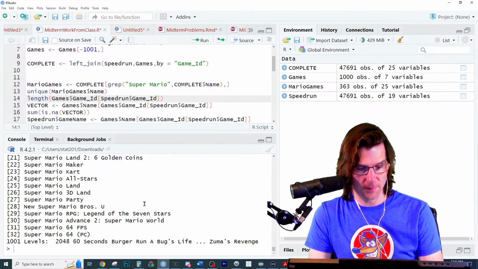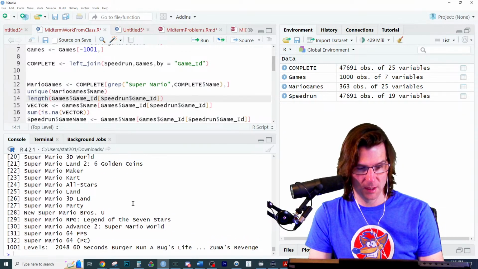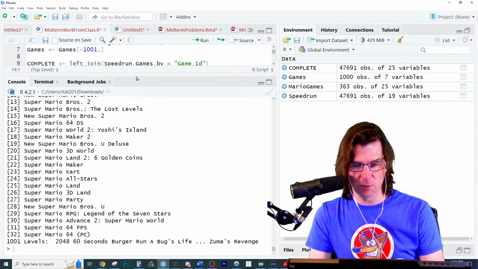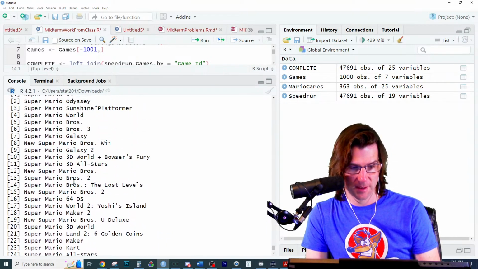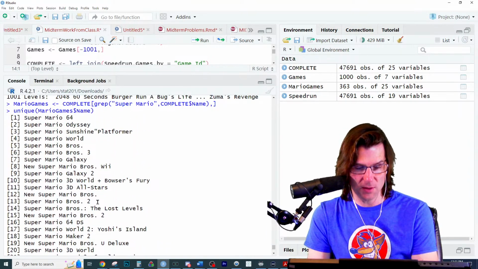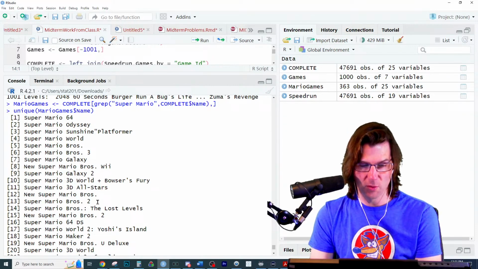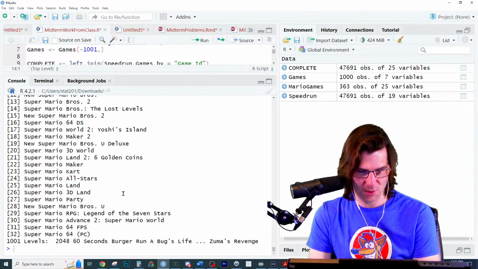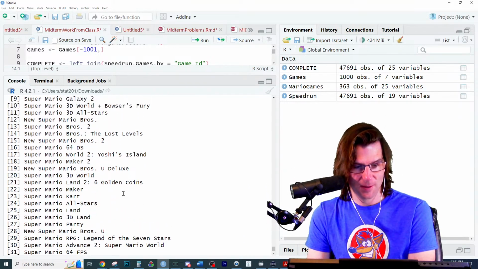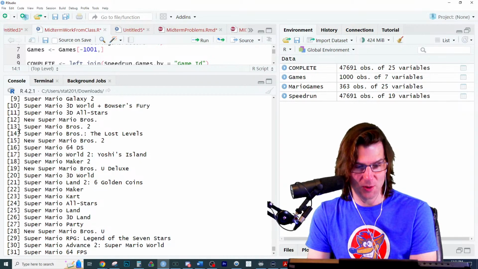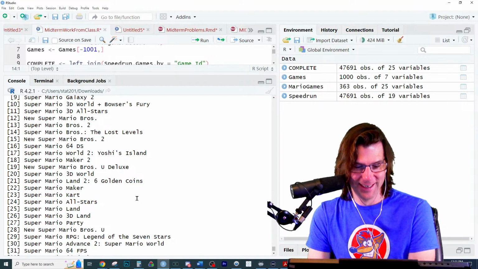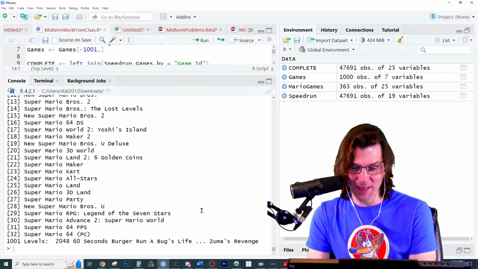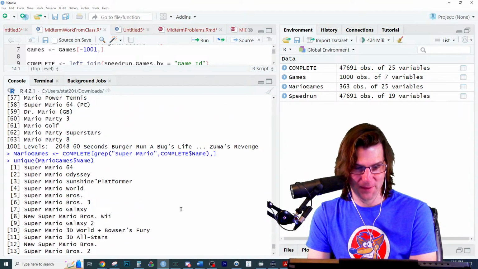And oh, New Super Mario Bros. U. 32 unique Super Mario Bros. games. Super Mario 3D All-Stars, Super Mario 3D World plus Bowser's Fury, Super Mario Sunshine Platformer, Super Mario Sunshine Elsewise, New Super Mario Bros. 2, Super Mario Bros. 2, Super Mario Maker 2, Super Mario Land 2, so many, Super Mario Advance 2, Super Mario World.